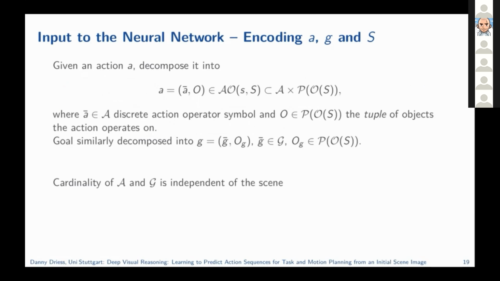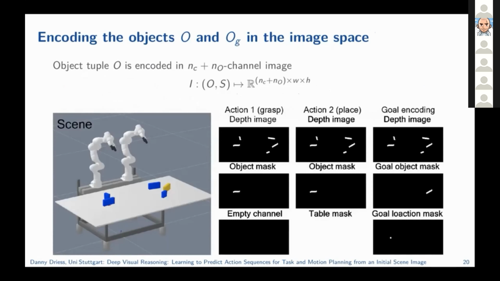We now can input A bar and G bar as a one-hot encoding into the network since the cardinality stays the same, independent from the scene. The key is to encode the object tuples O in an image. This image consists of masks indicating which objects are involved in the action, as well as a depth channel that shows the relation to other objects. This is the key to both good performance and generalization to multiple objects, while the input size of an image stays the same, no matter how many objects are in the image.